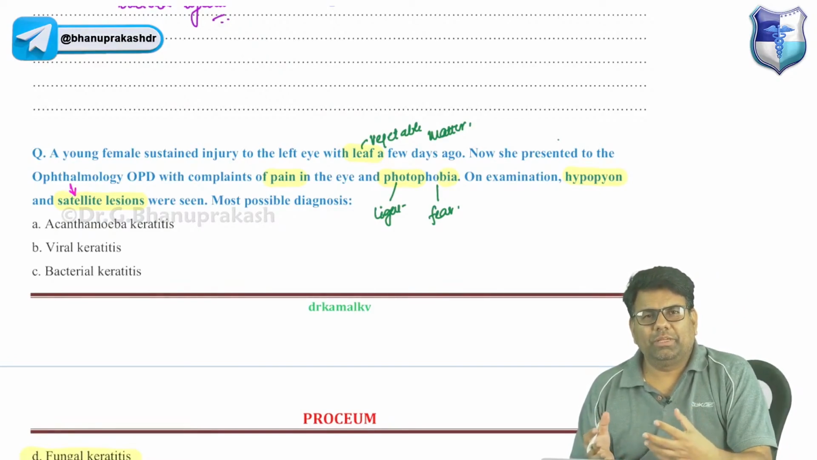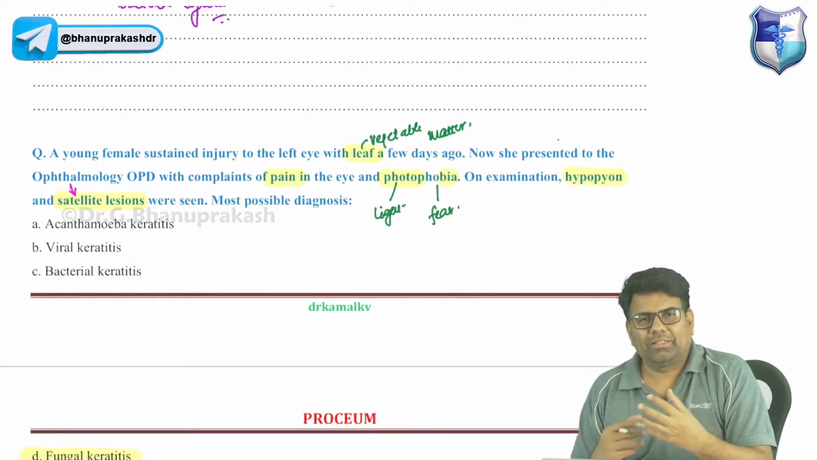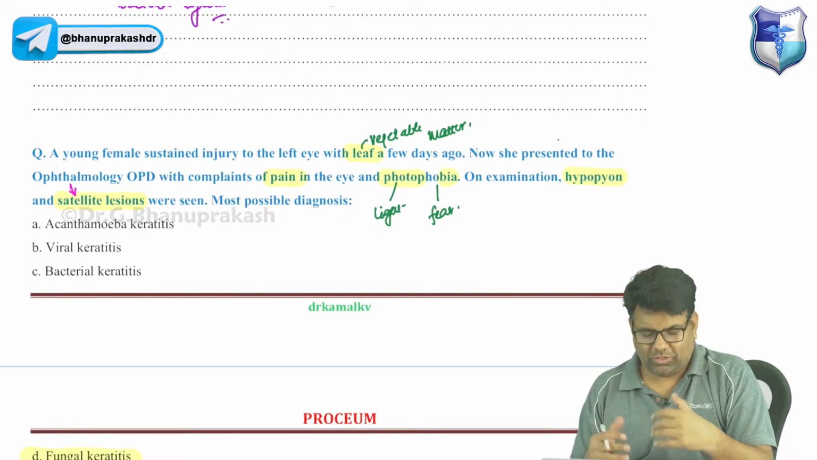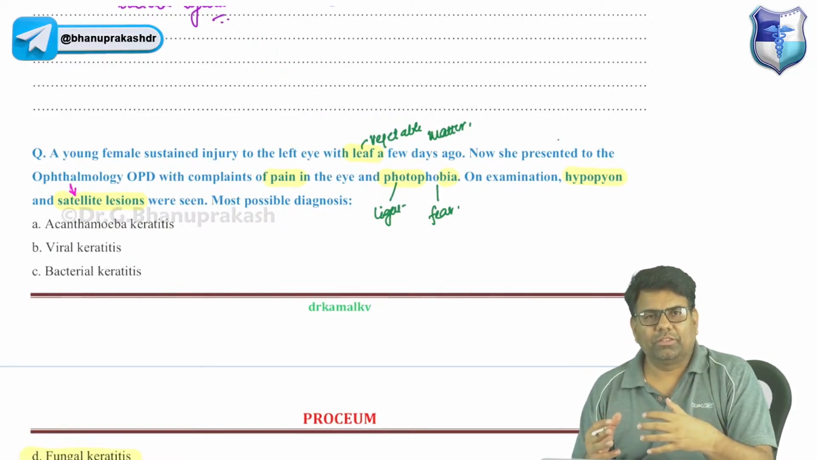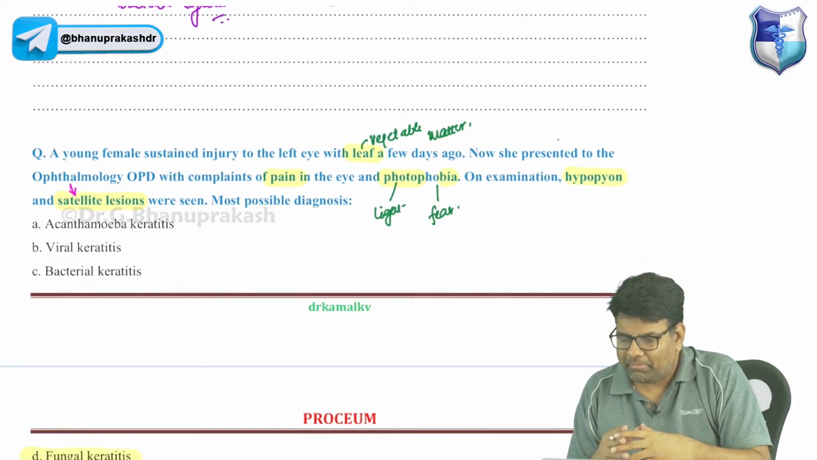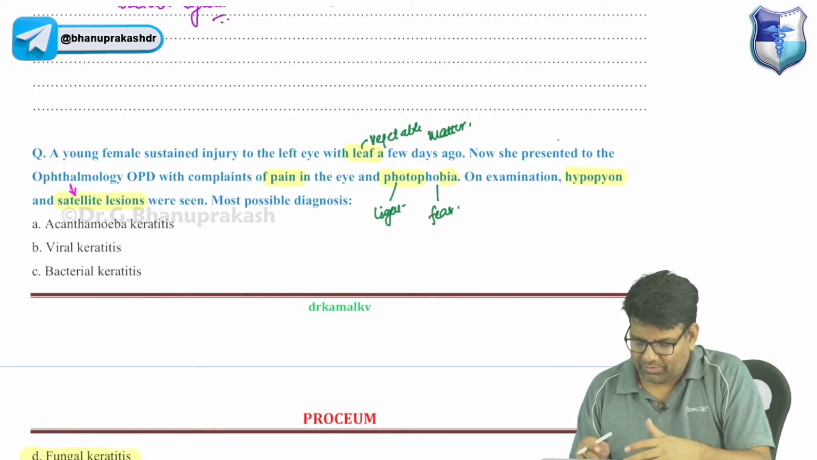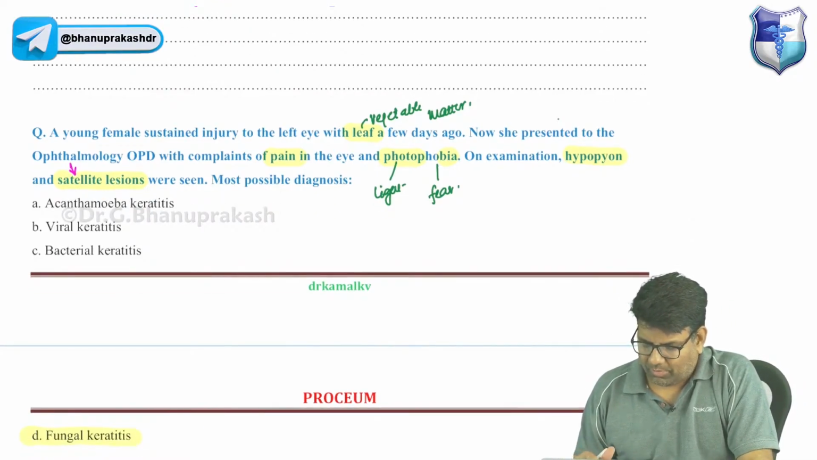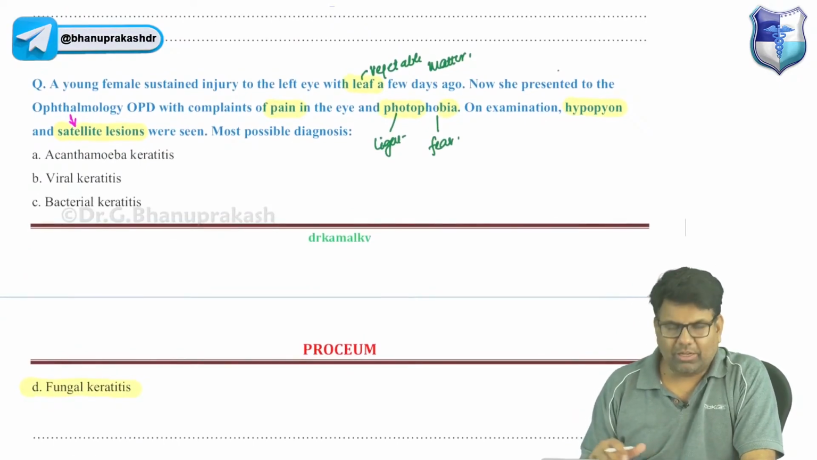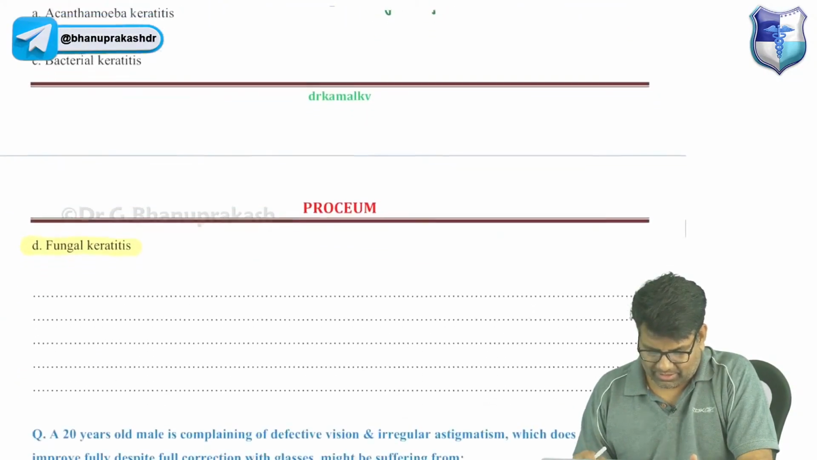Now satellite lesions means there is one main lesion and surrounding that there are small lesions, just like a planet has satellites revolving around it. So similarly, main lesions and small peripheral accompanying lesions, which are known as the satellite. Vegetative matter, that is leaf or plant matter, you can say. Classical case of fungal keratitis.